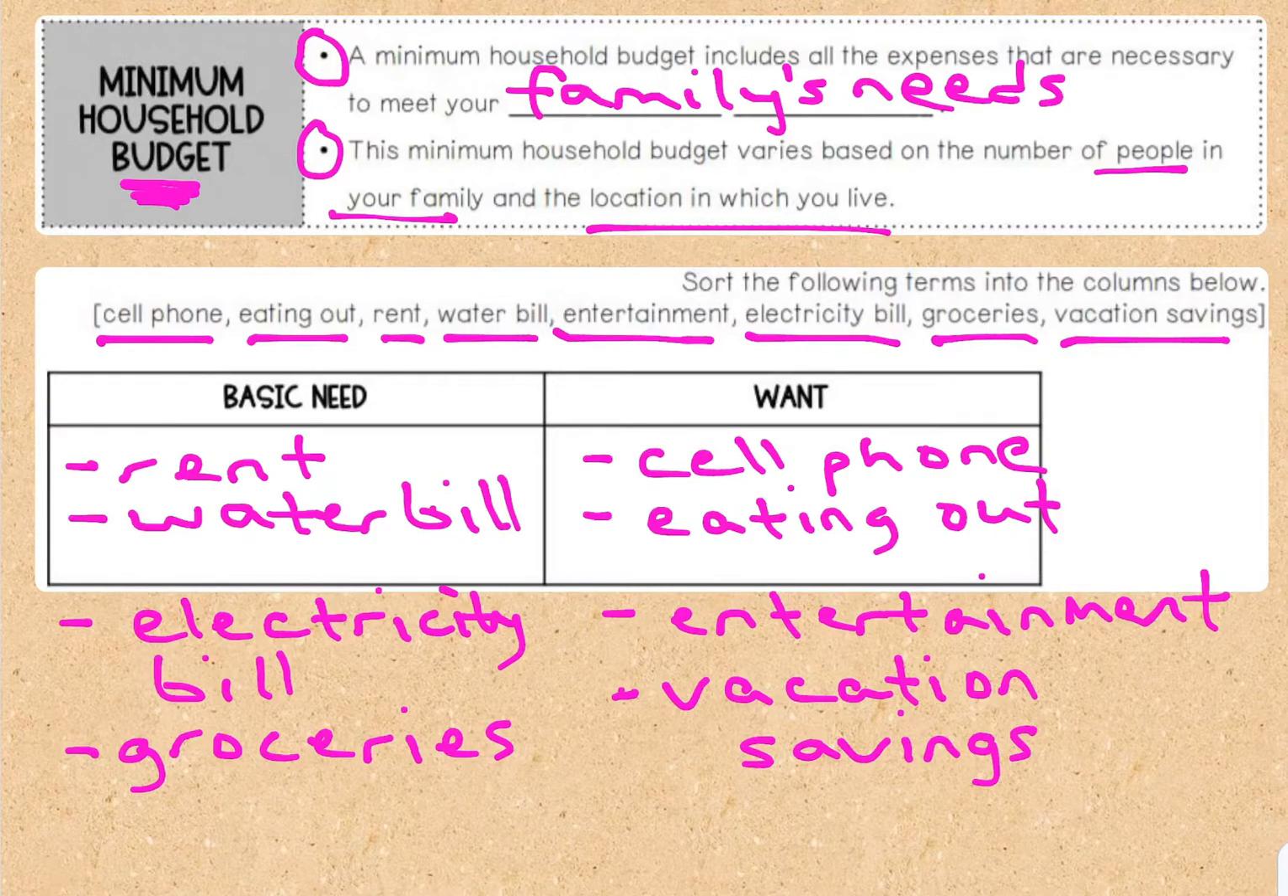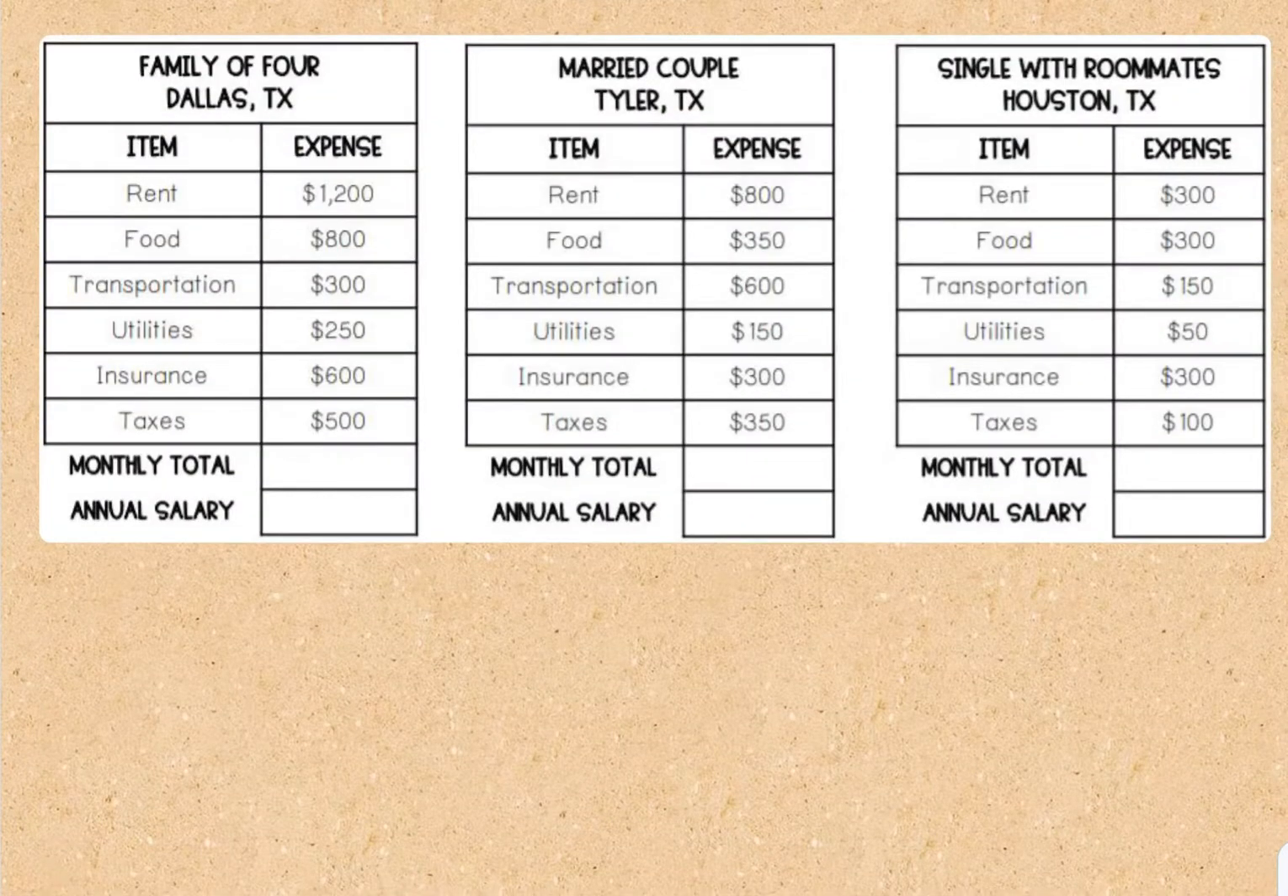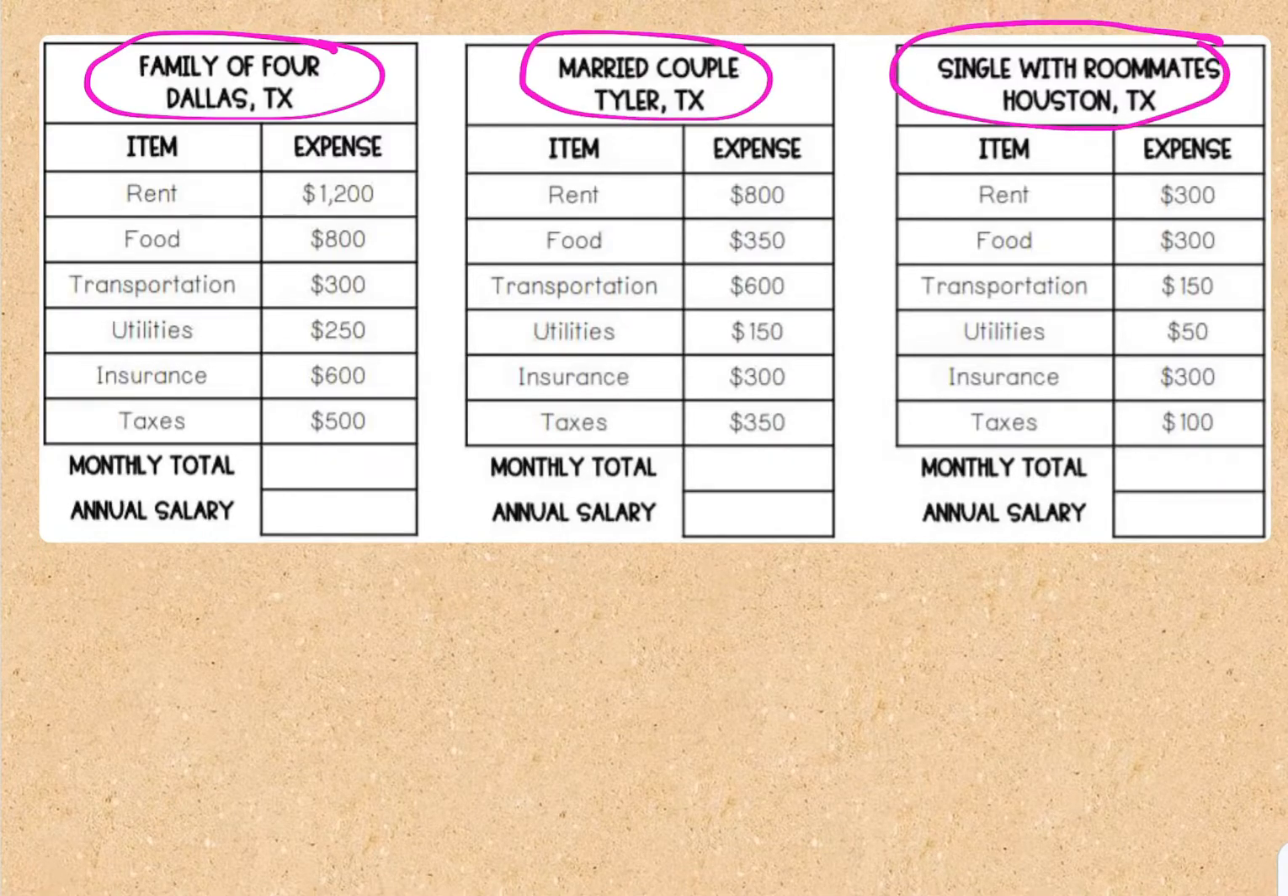Now that we've done an overview of the kinds of things that we have in a household budget, we're going to look at some budgets with different numbers of family members and different locations. Here we have 3 examples. We have a family of 4 in Dallas, Texas. We have a married couple in Tyler, Texas. And we have a single person with roommates in Houston, Texas.